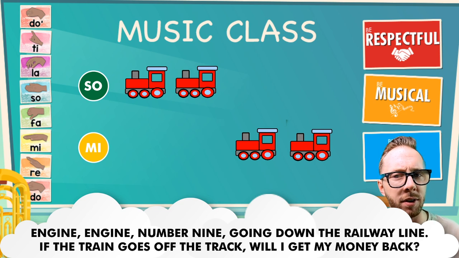Take a look at it. Notice that some of the trains have moved. They've changed stations. How would we sing this new pattern? I see my first train starts on a so. It's up high. The second train is also up high on so. The third train down on me, and the fourth train on me. So we would sing this like this.